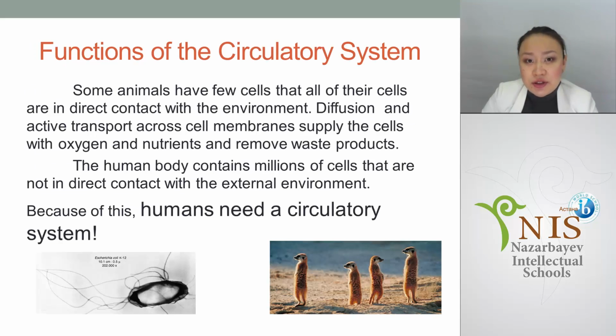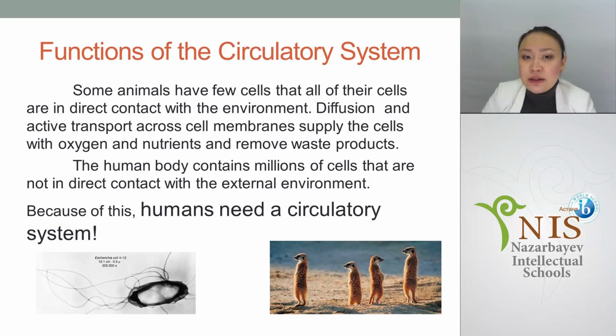Function of the circulatory system. Some animals have so few cells that all of their cells are in direct contact with the environment. Diffusion and active transport across cell membranes supply the cells with oxygen and nutrients and remove waste products. For example, of this statement, we could think about amoeba.